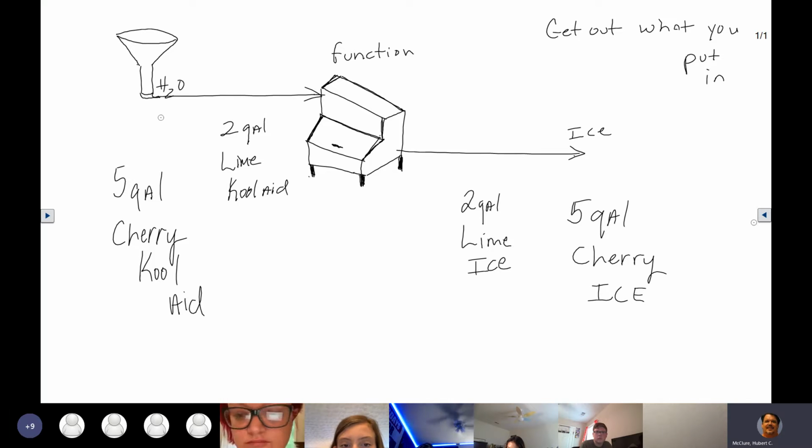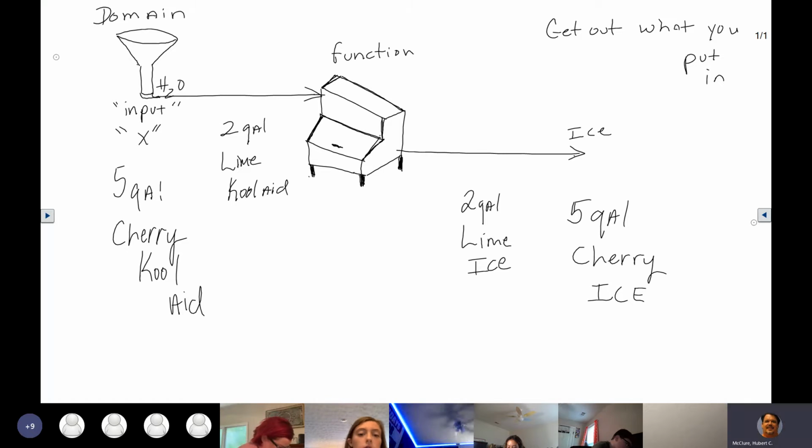Now, somebody give me some mathematical terms for input over here for the water or the Kool-Aid. What are some mathematical terms that we could designate as input? It's the X. The X, good job. How can I kind of blanket and say all the X's that I can put into this function? What's the word that I can say for that? All the X's that I can put into this function is the domain.